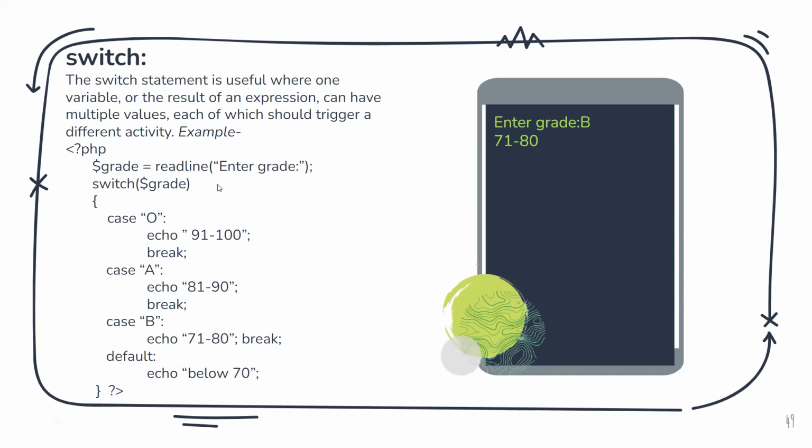What I'm doing here is reading input from the user and storing it in grade, and I'm checking whether grade is equal to O. If it's O, I'll print that the user might have got a score somewhere between 91 to 100, and if it's A, it's 81 to 90, and so on. Then I am using a break statement to make sure that once a condition is satisfied, that block is executed, and then we break out of the switch block.